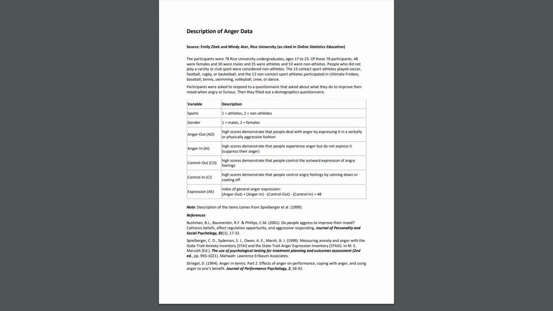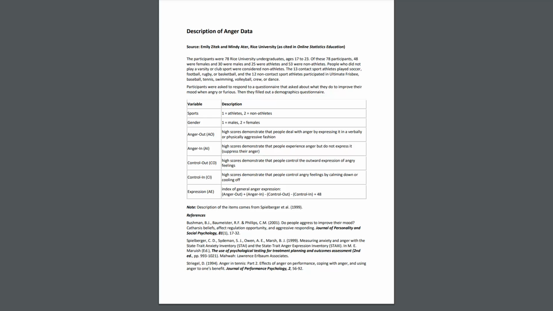Of these 78 participants, 48 were females, 30 were males, 25 were athletes, and 53 were non-athletes. Let me stop there a moment and point out, note the unequal sample sizes here. That's why I'm showing you this example. People who did not play a varsity or club sport were considered non-athletes.